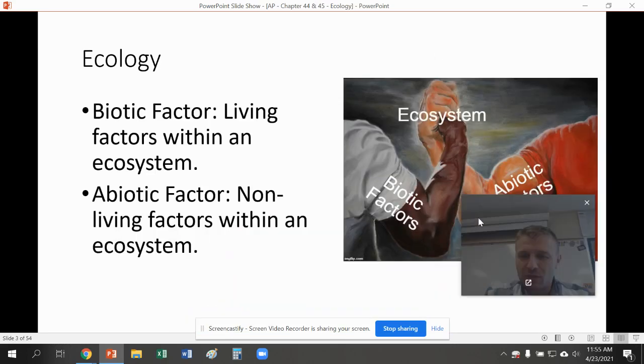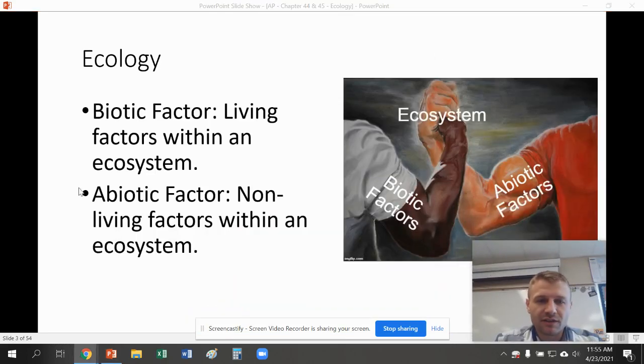So biotic factors, we were talking about just a second ago, those are living factors within an ecosystem. Abiotic, these are non-living factors. So yeah, those are pretty easy terms. You should probably remember that from your freshman biology class.